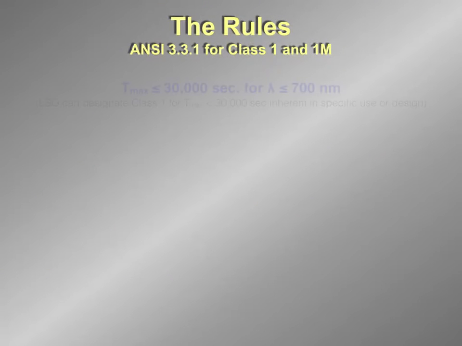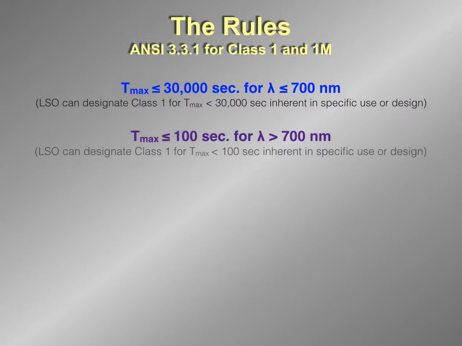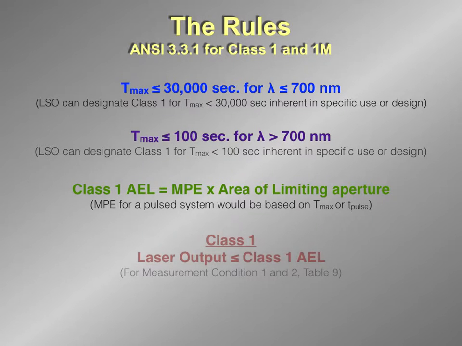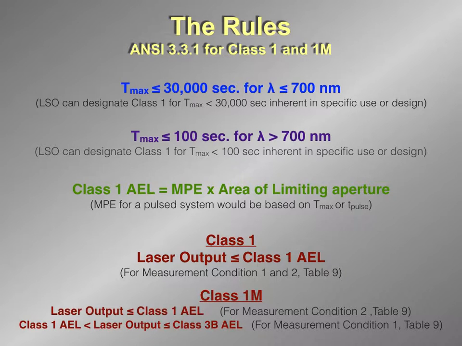So let's take a look at the rules, and our first stop is ANSI 3.3.1, and we're going to be looking at Class 1 and 1M. So Tmax used for Class 1 is 30,000 seconds when the wavelength is less than or equal to 700 nanometers. The LSO can designate a Class 1 for Tmax less than 30,000 if it's inherent in the specific use or design. In other words, you've got engineering controls that limit it to, say, 10 seconds. So you would then classify for Class 1 using 10 seconds.